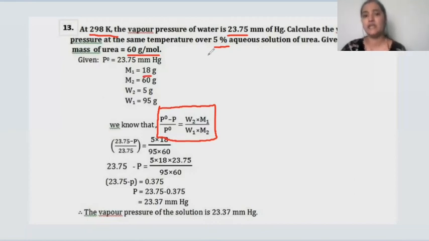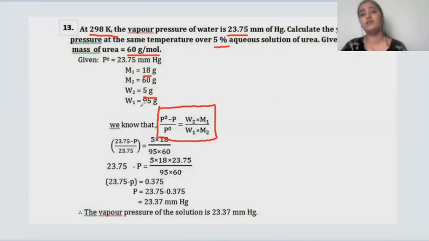And they are saying that they are dissolving urea in water. Then what is urea acting as? Urea is acting as the solute here. The weight of the solute is found to be 5%, that is 5 gram. They have dissolved 5 gram of urea in water. Then the weight of the urea will be 5 gram.